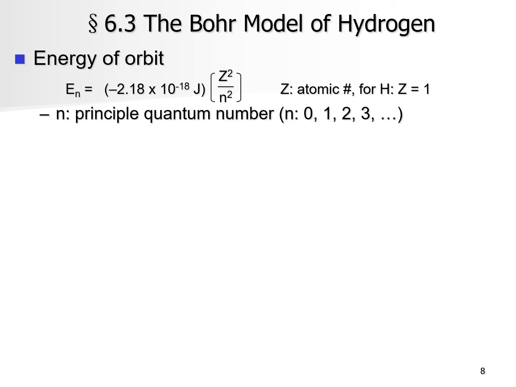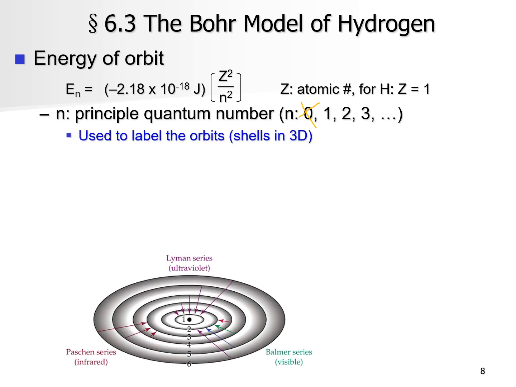And I'm sorry, there's a mistake. We need to cross out that 0 because it can never be 0. So now those multiples have the name principal quantum number. From that equation, it's obvious that we have those orbits. We can label those orbits by those principal quantum numbers. For example, first shell, third shell, and so on.